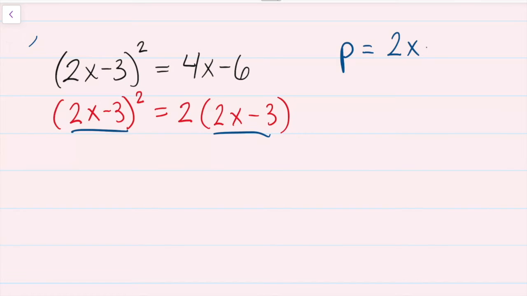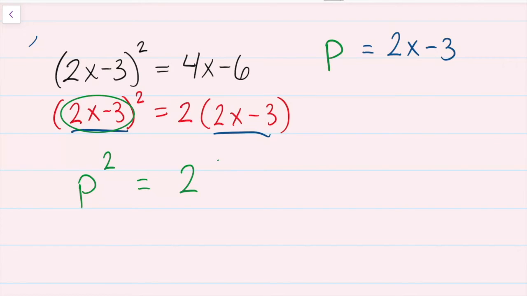So if I were to call 2x minus 3 P, then for every 2x minus 3, I'm going to put the letter P. So this is basically what it means. I'm going to change all of this into a P squared. On this side, that's a 2, but I'm going to change all of this into a simple letter P. Now, this makes it a lot easier to solve because remember, I want to put the variables on one side, so I subtract 2p.